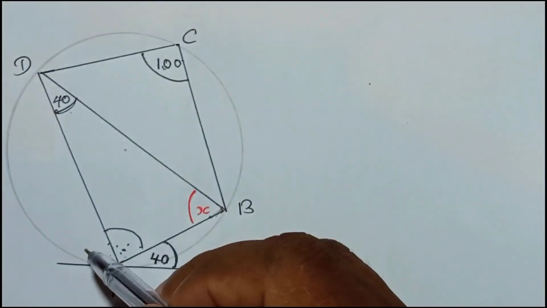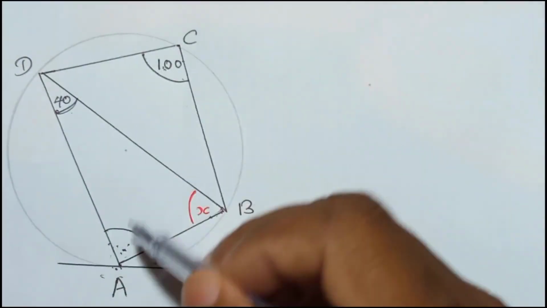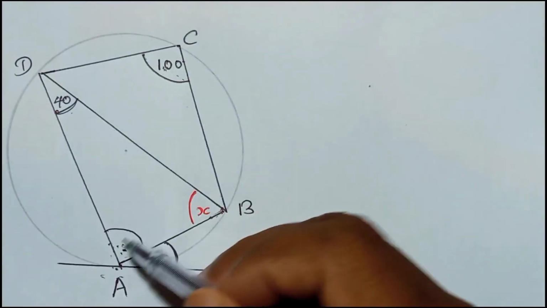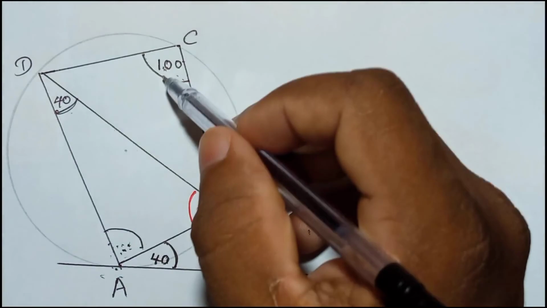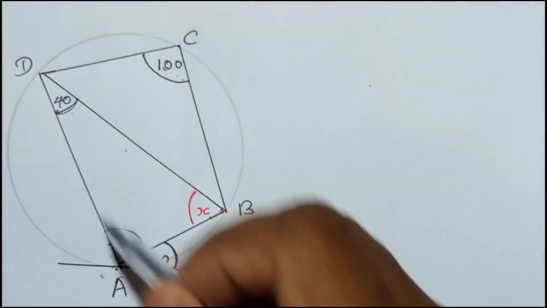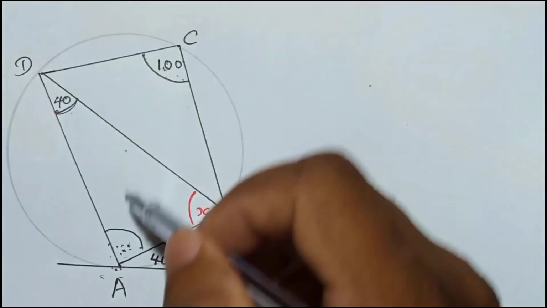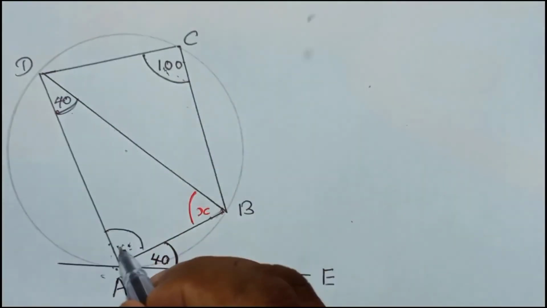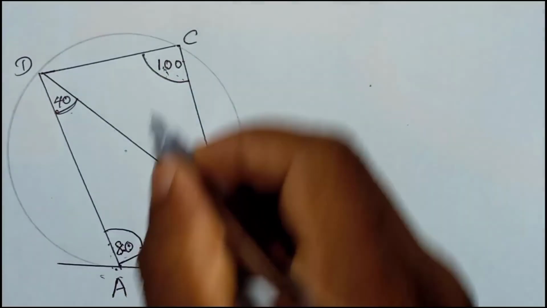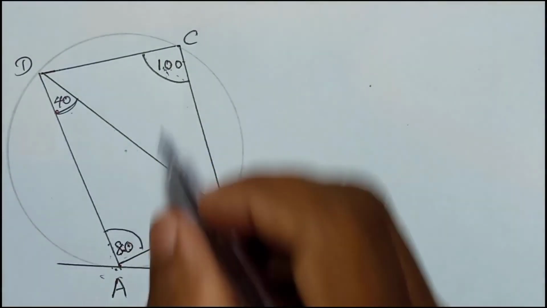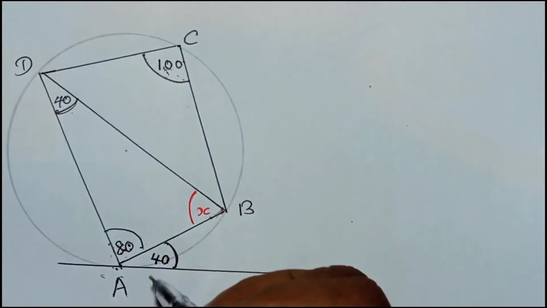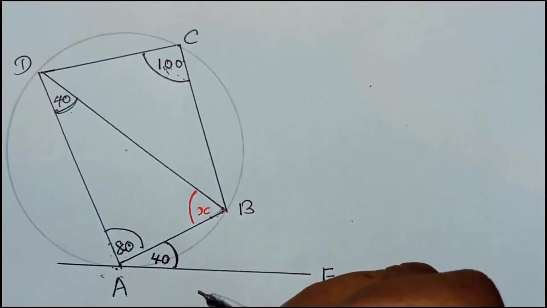In a cyclic quadrilateral, opposite angles add up to 180. The opposite angle of this one is this, not this, not this. So if this is 100 this should be 80, so that these two add up to 180. Now you can find the value of x.